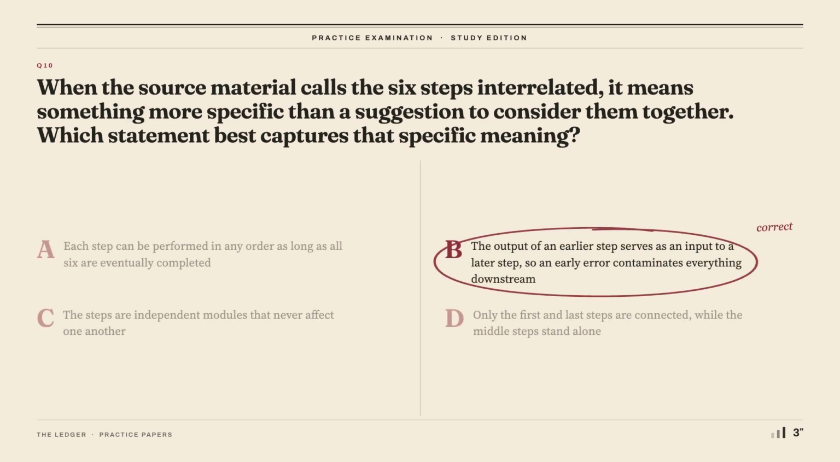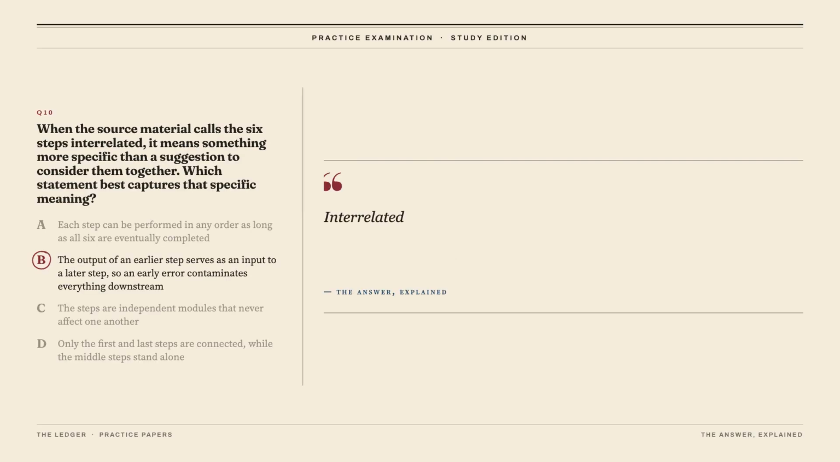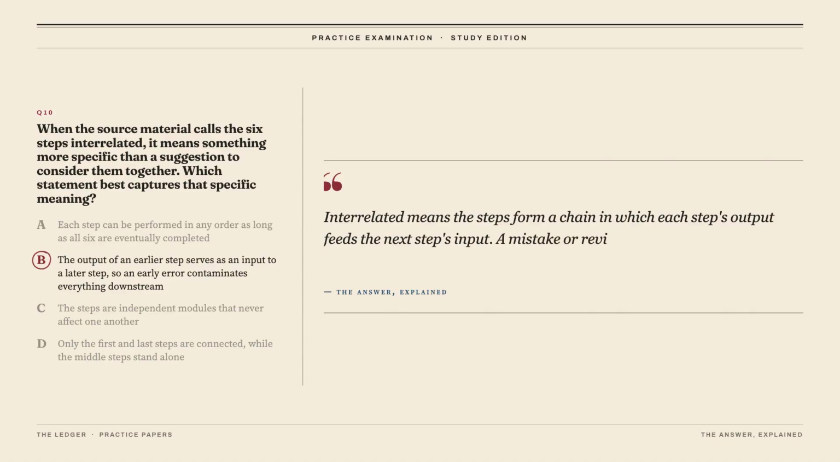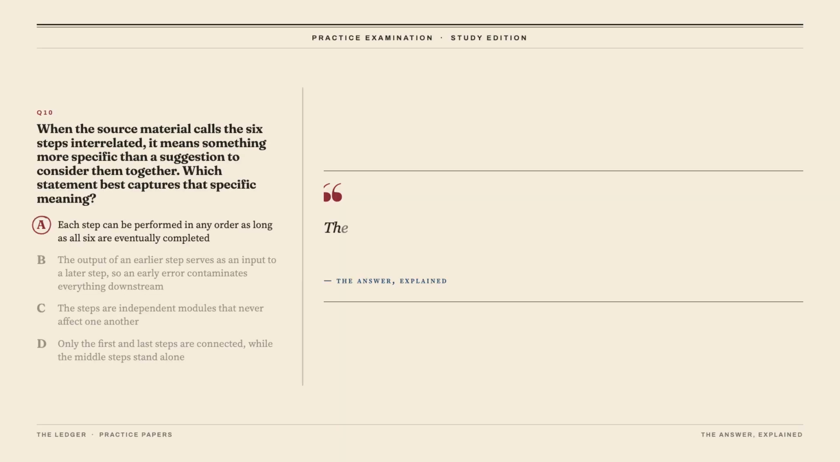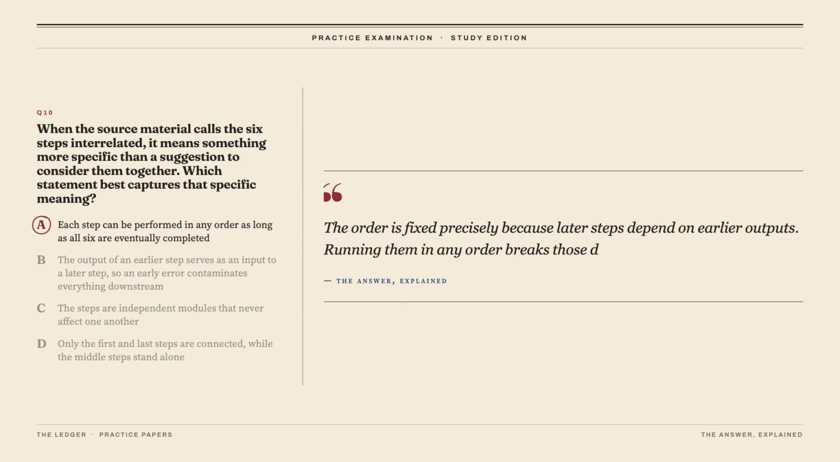The correct answer is B. The output of an earlier step serves as an input to a later step, so an early error contaminates everything downstream. B is correct because interrelated means the steps form a chain in which each step's output feeds the next step's input. A mistake or revision early in the sequence mechanically flows forward and corrupts the steps built on top of it. A is wrong because the order is fixed precisely because later steps depend on earlier outputs. Running them in any order breaks those dependencies.